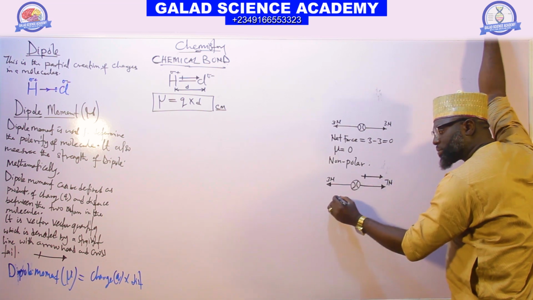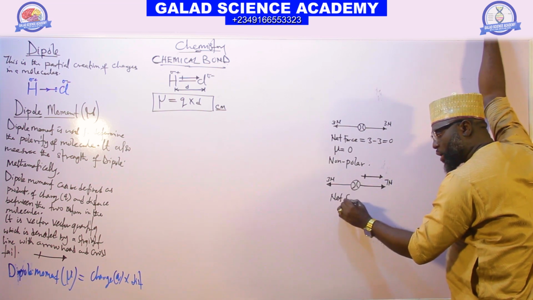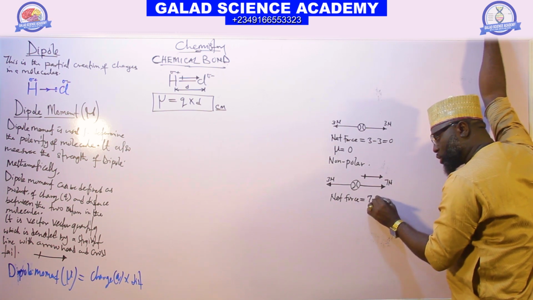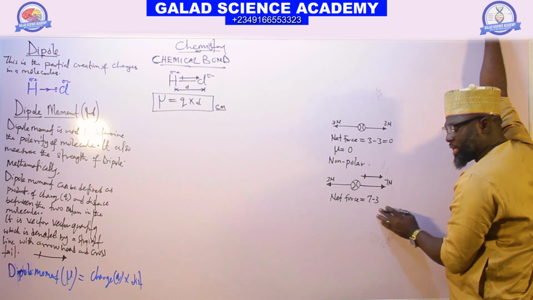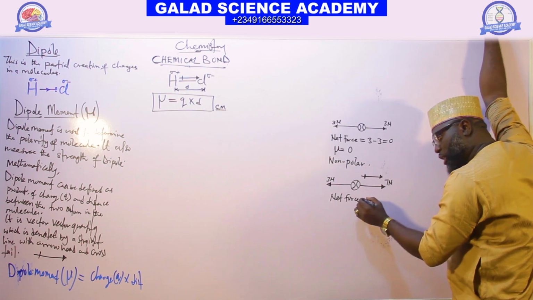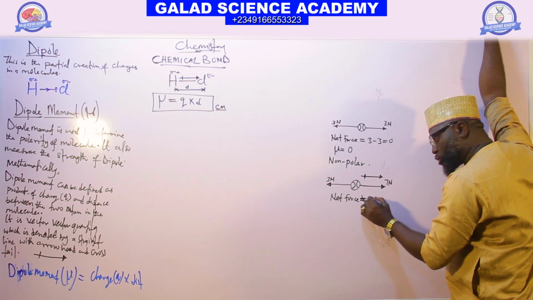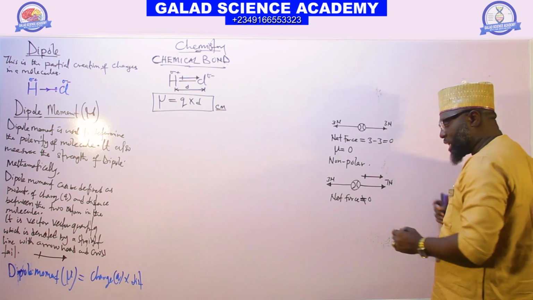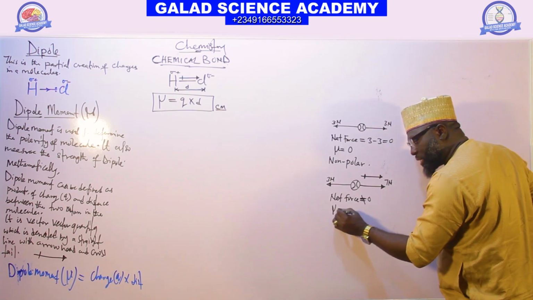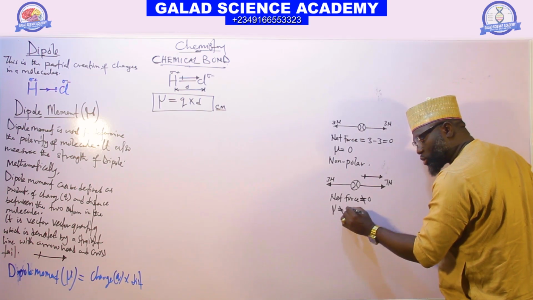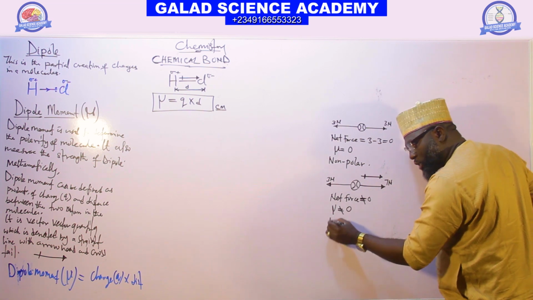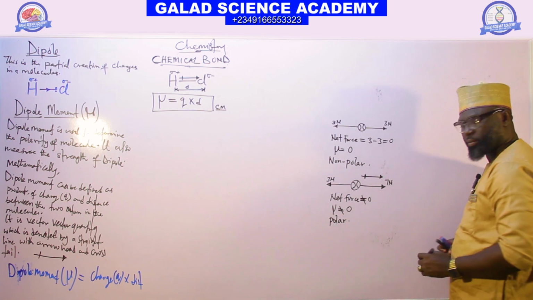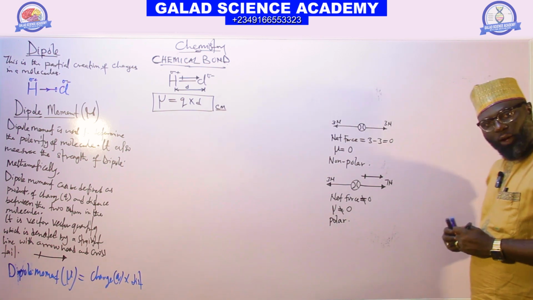So, the net force for this molecule will be 7 minus 3. If you subtract it, the net force is not equal to 0. Whenever the net force is not equal to 0, the dipole moment is not equal to 0. Therefore, the molecule is polar. Hope you are getting it now.